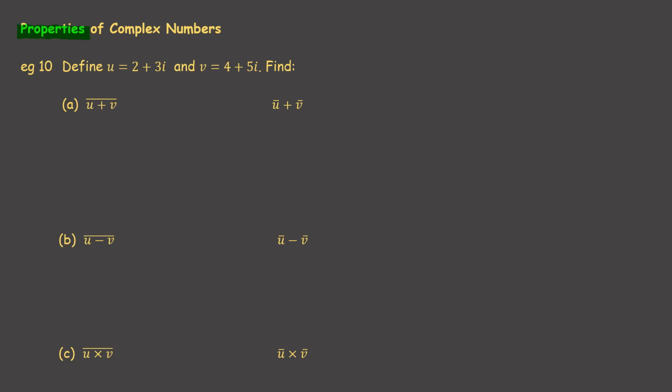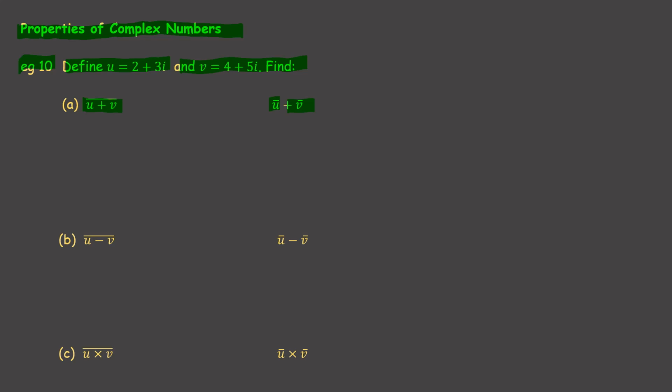We're going to investigate a couple of properties of complex numbers, and we're going to do it via an example. So we have u is 2 plus 3i and v is 4 plus 5i. And we're asked to find all of the following things, starting off with u plus v and then taking the conjugate of that and doing the conjugate of u plus the conjugate of v.